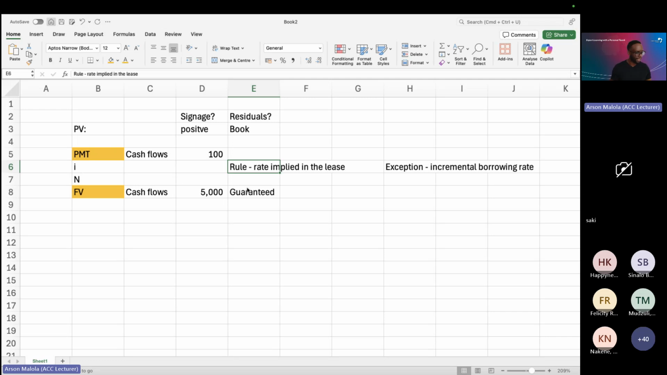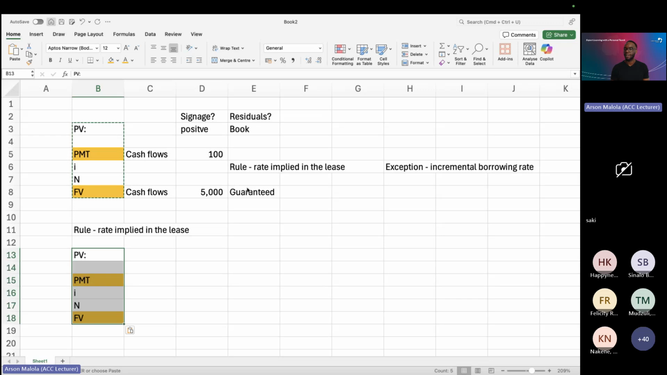So I'm going to preempt the question: how do I know that I'll need to calculate the rate implied in the lease? The answer is relatively simple. If you have all the inputs to calculate the rate implied in the lease. And the key input, that should be your key clue that you can calculate this rate, is the fair value of the underlying asset. Because to imply this interest rate, your calculation will look a little bit different.